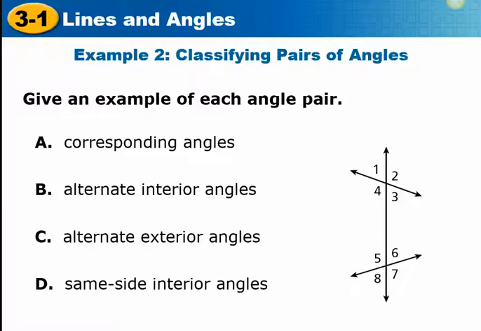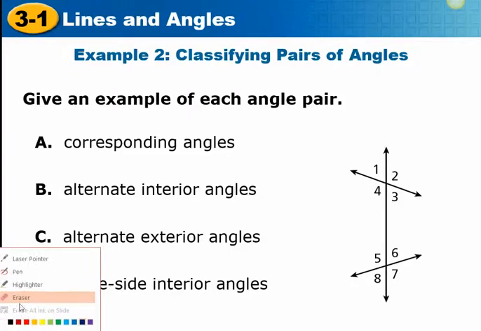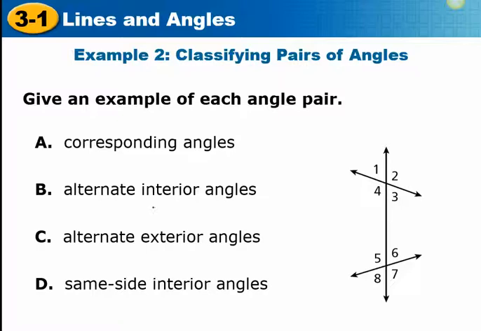Okay, so here's an example for you to try. We have an example of corresponding angles. Well, corresponding is on the same side of the transversal. So we could do angle 2 and angle 6, or we could do angle 3 and angle 7, or we could do angle 1 and angle 5, or we could do angle 4 and angle 8. There's many different choices, especially for corresponding.